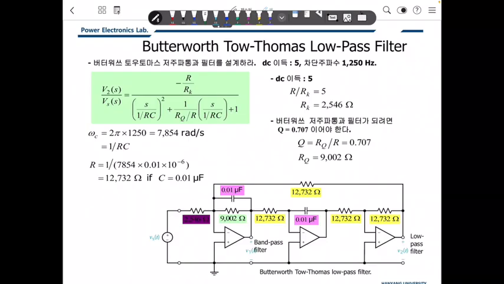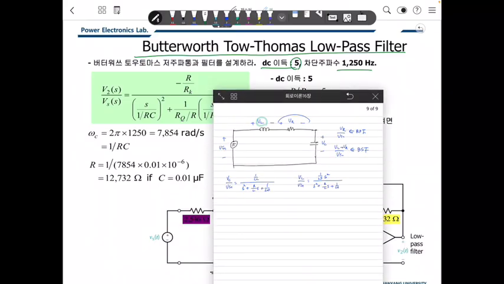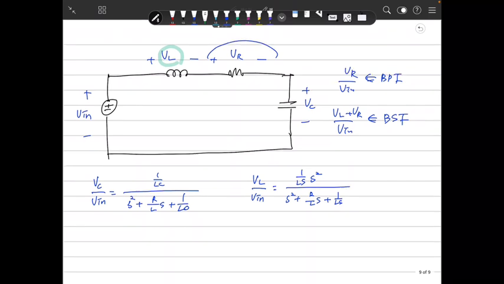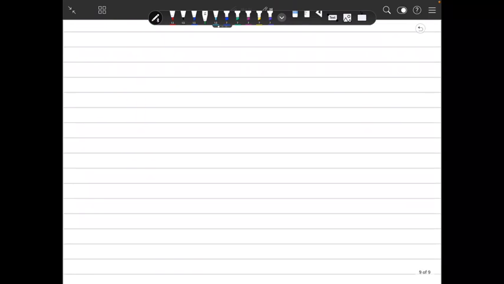So this is an example. You design the Butterworth 2 Thomas low pass filter. The gain is 5, and the cutoff frequency is 1250 hertz. So to do this, what should we do at first? Then what is a Butterworth low pass filter? The Butterworth low pass filter is from the example in the problem specifications.